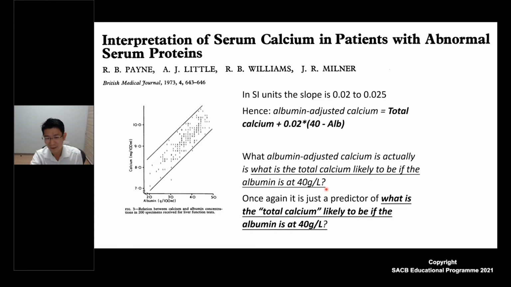It is just based on a regression line. Imagine right now I have a patient with 30 gram per liter of albumin. He has low calcium, and what is the predicted calcium if he had 40 gram per liter? We are trying to predict it because we are unable to measure the ionized calcium. So it's definitely not the absolute truth.